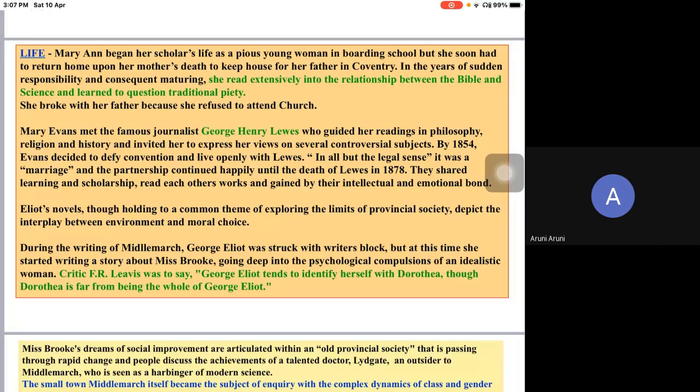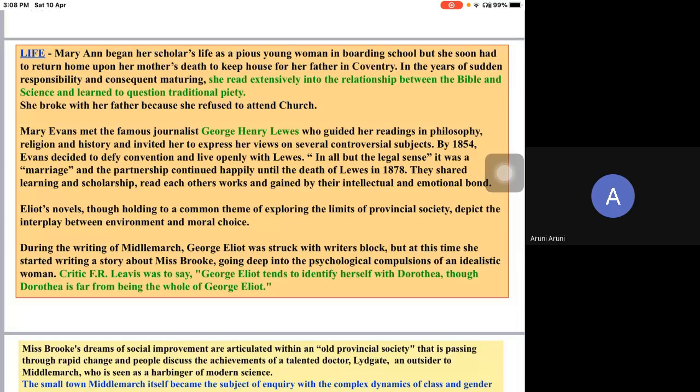In all but the legal sense, it was a marriage. They were not legally married, they were living together, but it was like a marriage. And the partnership continued happily until the death of Lewes in 1878. They shared a learning and scholarship and read each other's works and gained by their intellectual and emotional bond. So theirs was a relationship based on their shared interests of reading, pursuit of knowledge, and sharing what they read. The intellectual connections led to emotional bonds. And it was as good as a marriage, and it lasted until Lewes passed away in 1878.